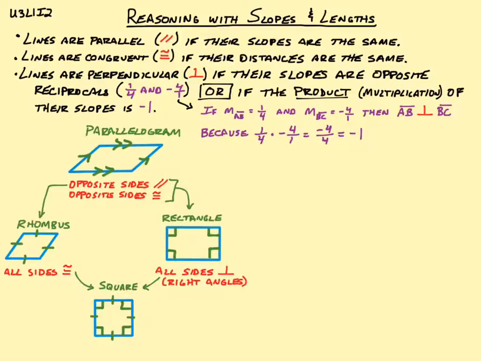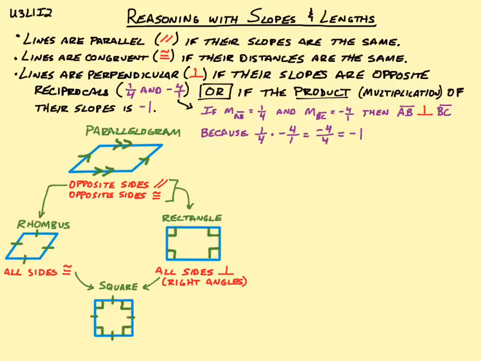Now, the reason I laid this out like this is because we can use the slope and the distance to prove all of these different things. We look at opposite sides to see if they're parallel by looking at their slopes, we see if opposite sides or all sides are congruent by looking at their distance, and we can see if sides are perpendicular to each other using the product of their slopes. So we can prove all four of these different shapes just using distance and slope formulas that we've learned previously.